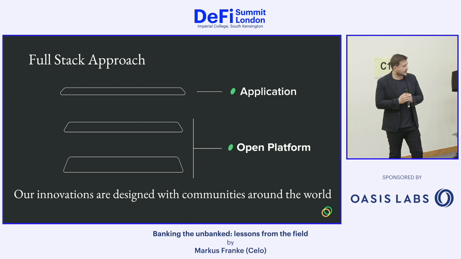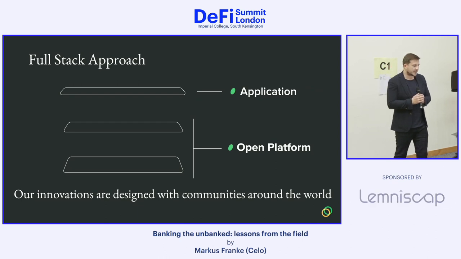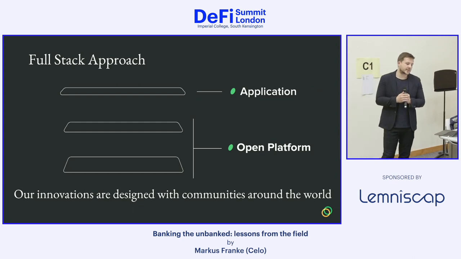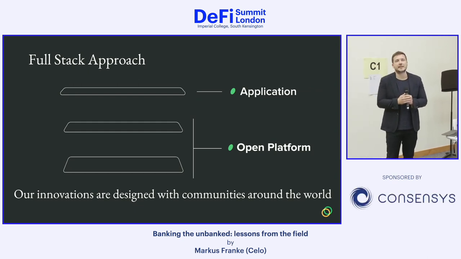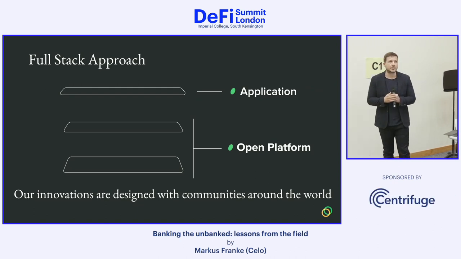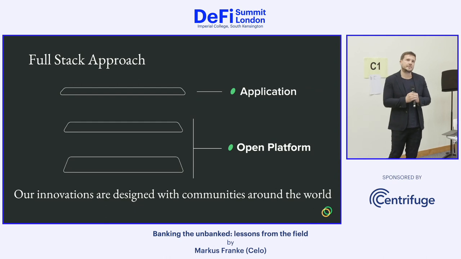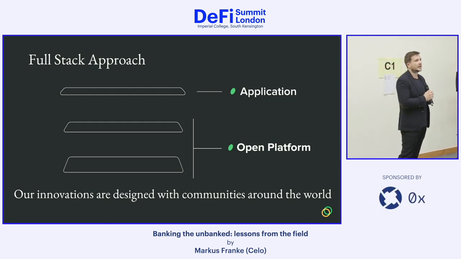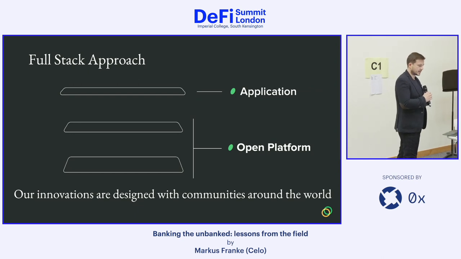Part of this contract layer on top of this open platform is also a lightweight identity protocol that maps phone numbers to cryptographic addresses on the network to facilitate UX. So it should be very, very easy in that protocol to also find other users out there. And you can do that on the Celo network by knowing the phone numbers of other users.